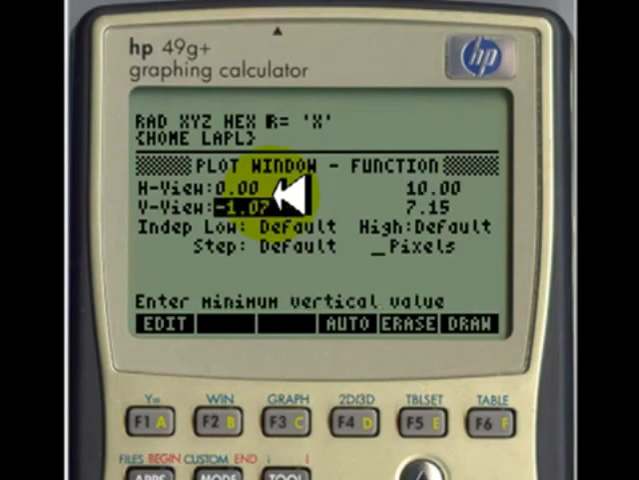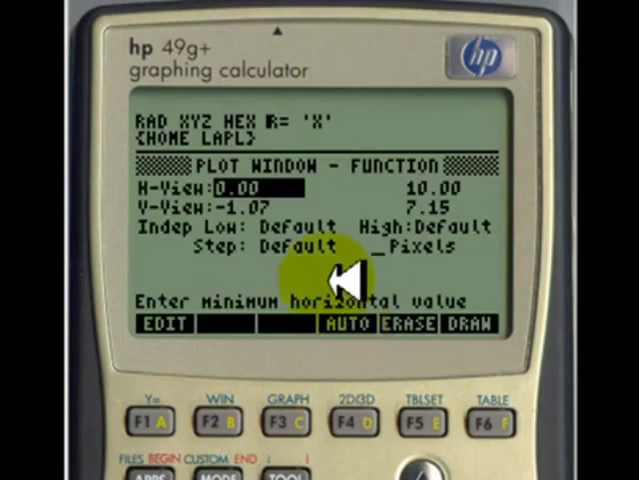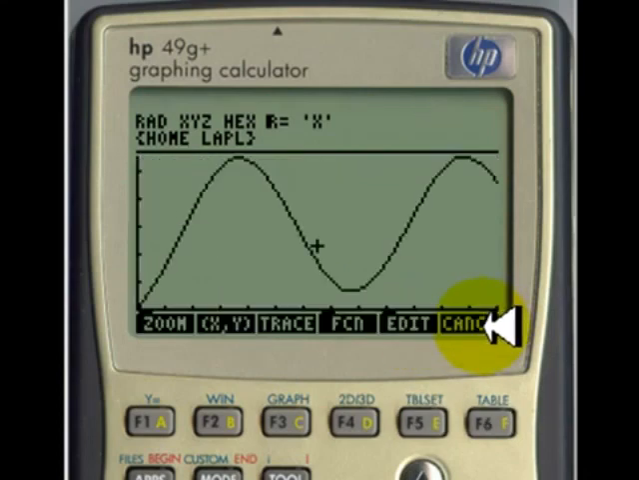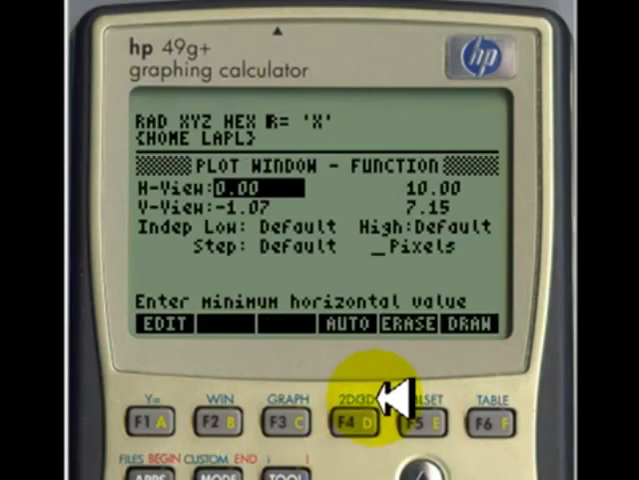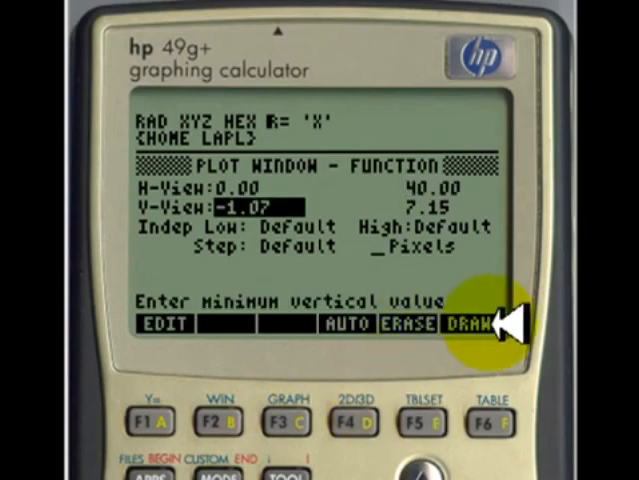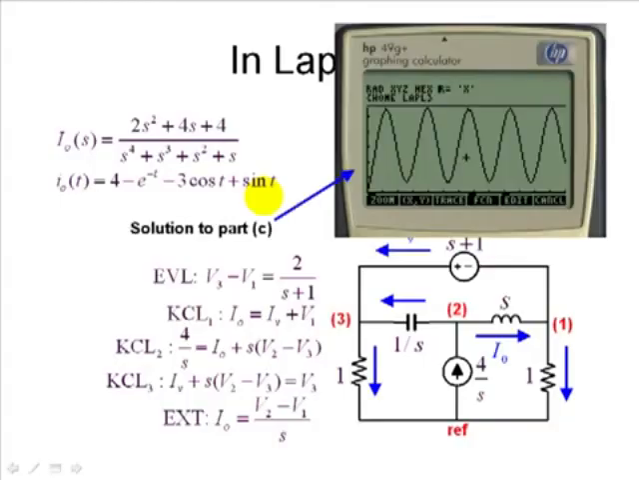And on the vertical axis, I don't really know what scale I should use, so I'm going to ask the calculator to do an automatic computation for the right scale of the vertical axis. I'm ready to erase the previous plot and draw a new one. And that is a solution. You say, well, I would like to see a few more cycles of oscillation. No problem with that. Let's go back and change the range from 0 to 40. Erase and draw. And that is the solution to part C.